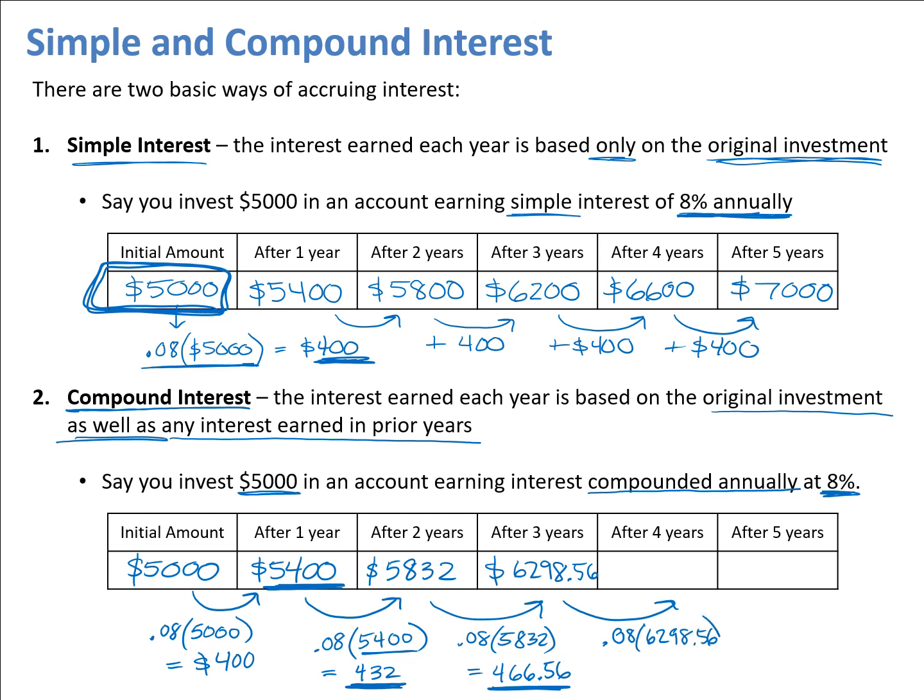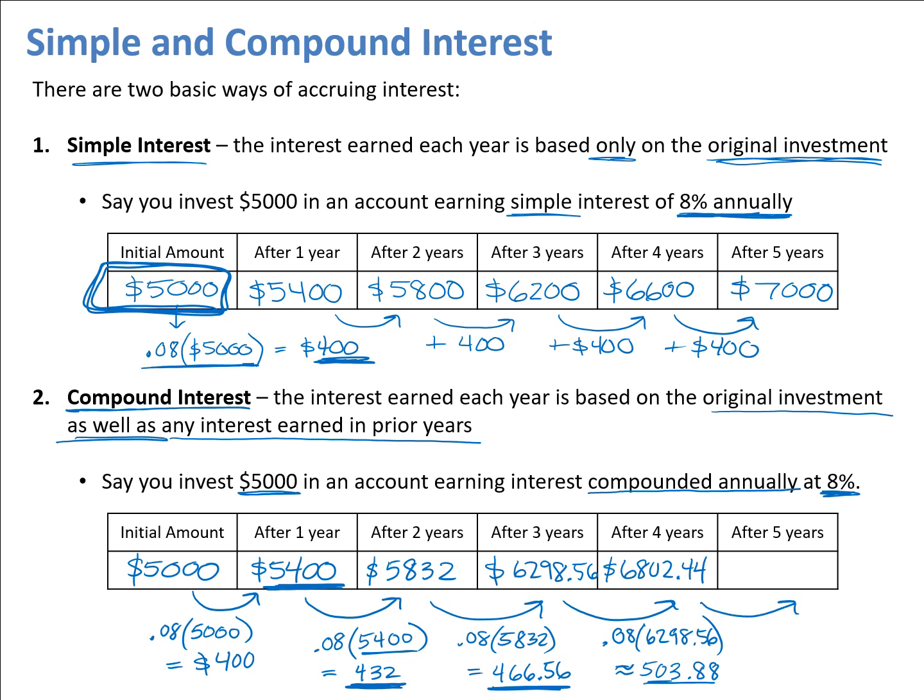$6,298.56. If I do that multiplication, I will actually get a number I now need to round. I'm going to get 503.8848, and generally we round to the nearest cent, so 88 cents. That would be added on to my previous balance. So I will now have $6,802.44.